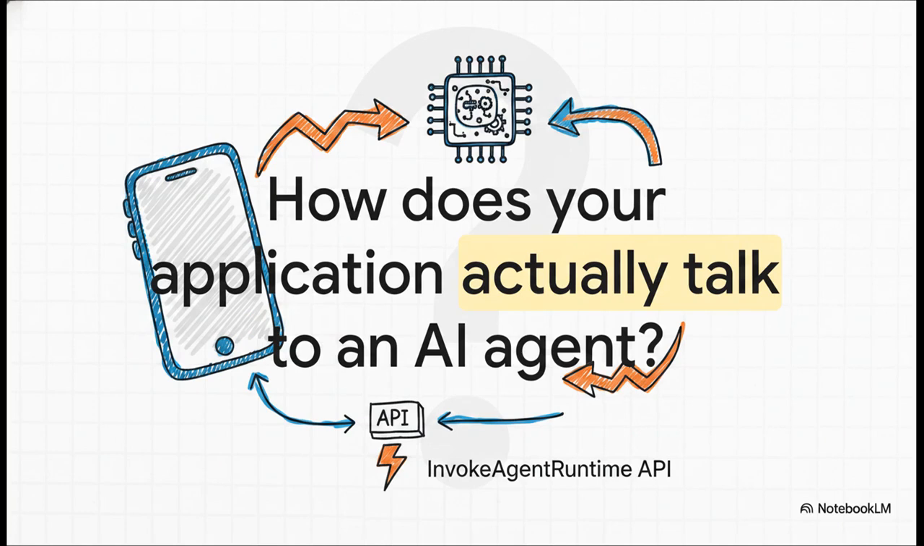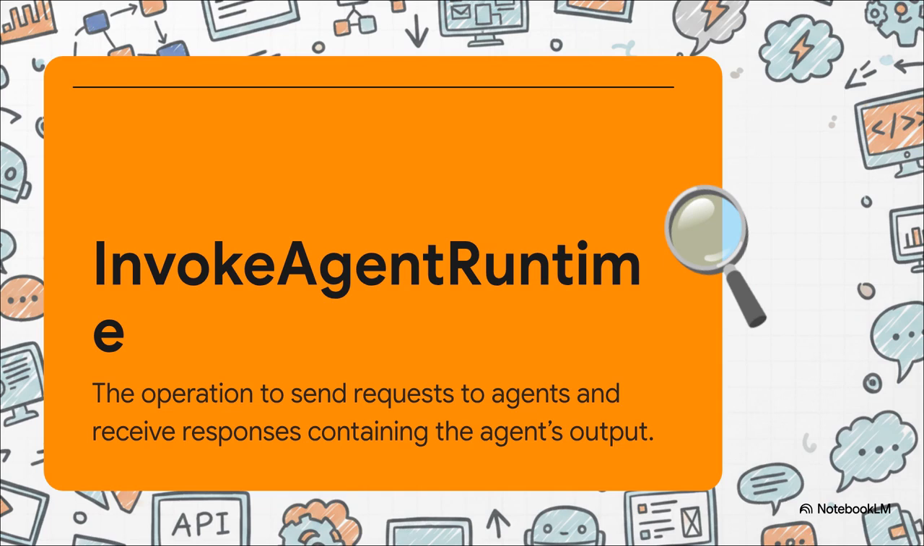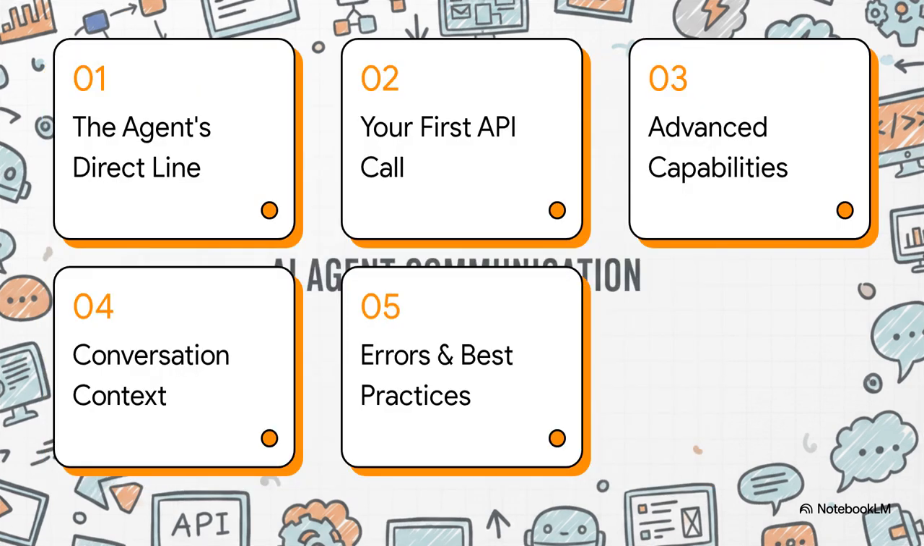So let's think about this. You've built this amazing agent, you've given it instructions, you've hooked it up to tools. But how does your app, your actual code, send a message to it and get a response back? What's the wire that connects them and makes that conversation happen? Well, the answer is this one operation, InvokeAgentRuntime. You can think of it as the front door. It's the dedicated primary communication channel that lets you send prompts, questions, even files to your agent and get its intelligent output right back.